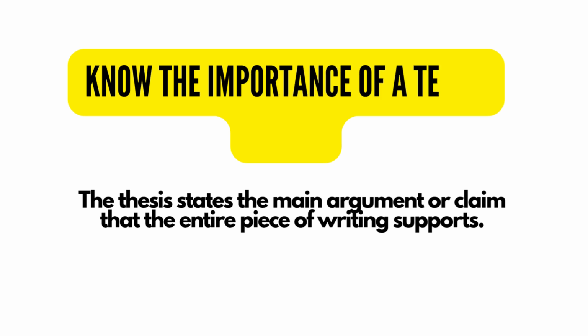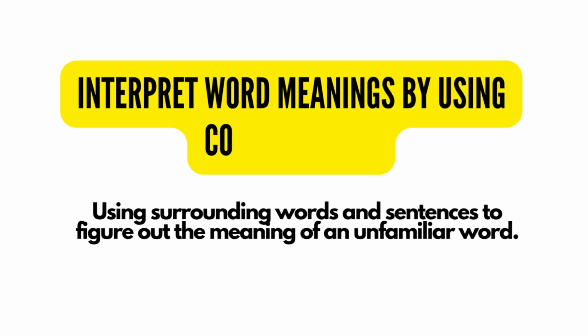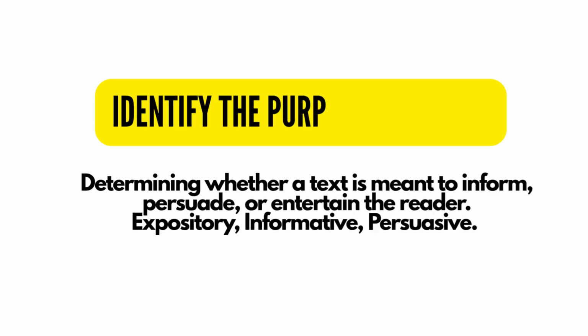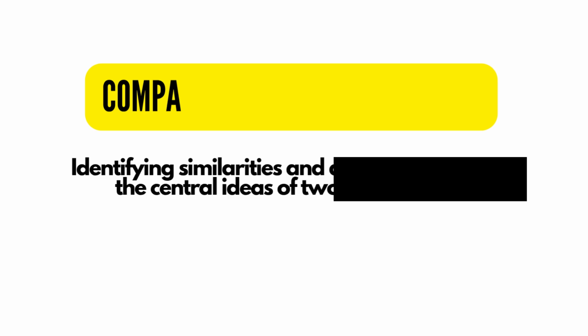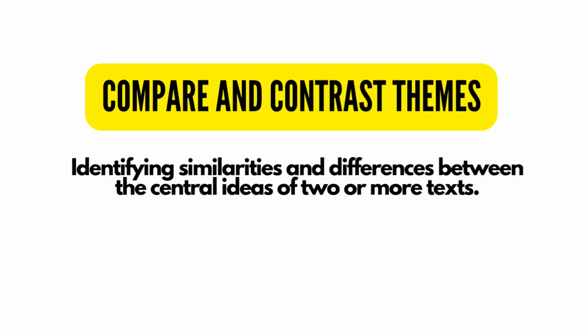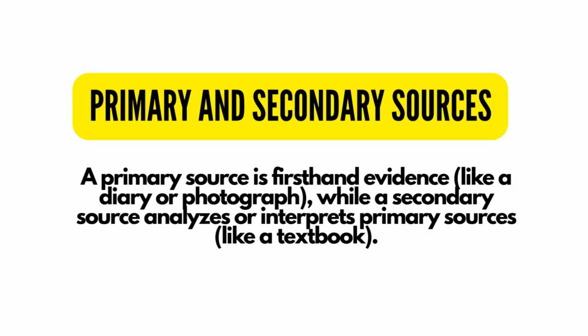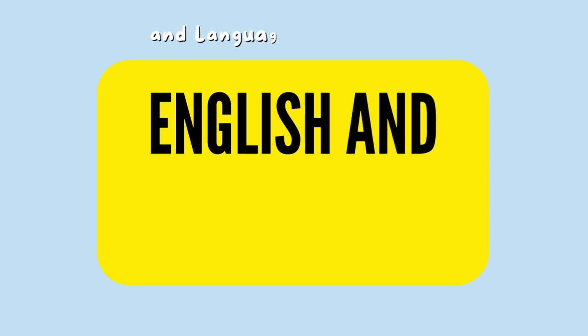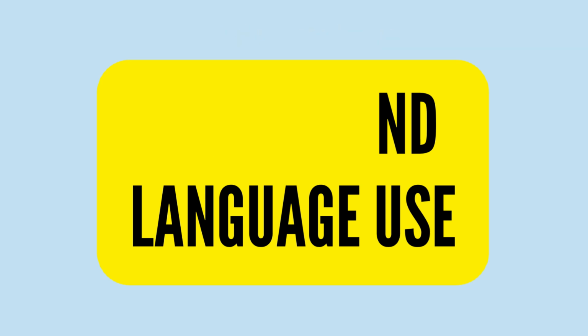Identify the importance of a text's thesis. Interpret word meanings by using context clues. Identify the purpose of a text. Expository, informative, persuasive. Read maps. Compare and contrast themes. Evaluate an argument. Primary and secondary sources. In the English and language usage section of your TEAS exam, these are the key topics you can expect to be tested on.